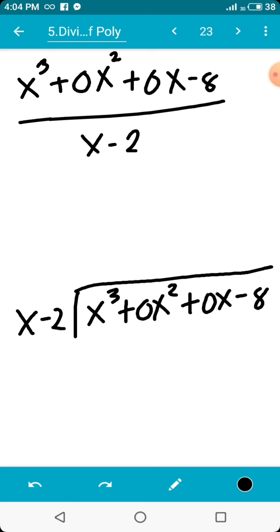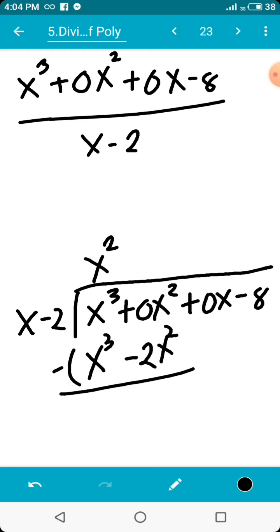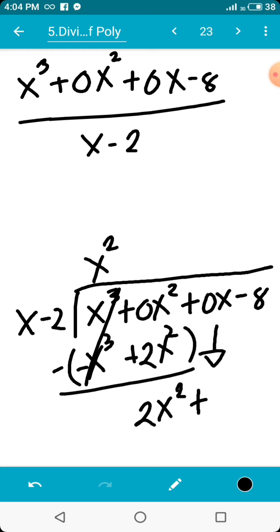Okay? So, mag-divide na tayo. So, x cubed divided by x, that is x squared. And then, multiply ulit natin sila. So, we have x cubed. And then, we have negative 2x squared. Okay, and then minus, open and close parentheses. So, mag-iiba yung sign. So, we have here positive and negative x cubed. So, canceled. And then, we have 0x squared and positive 2x squared. So, magiging 2x squared lang siya. And then, bring down this.